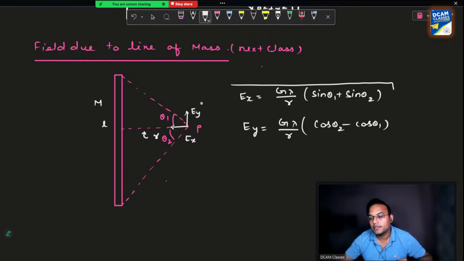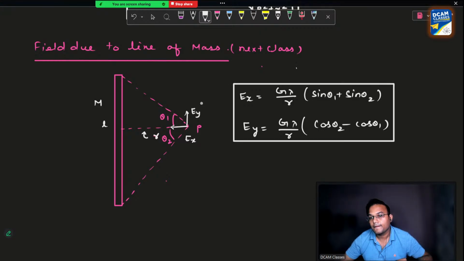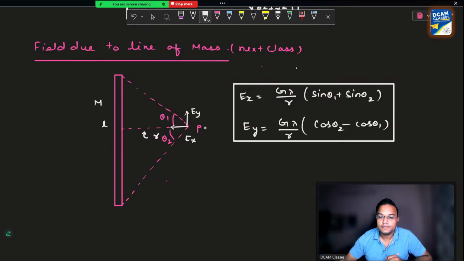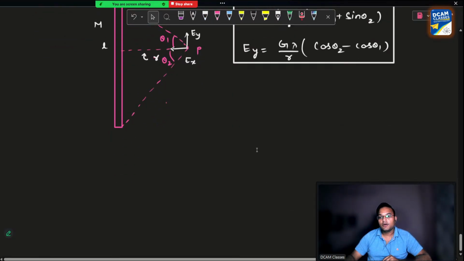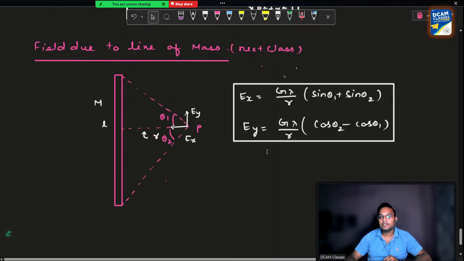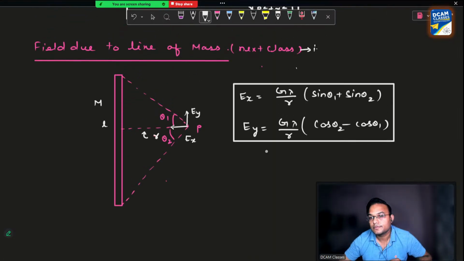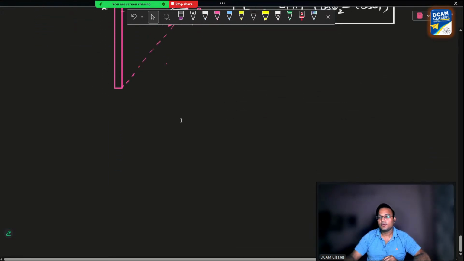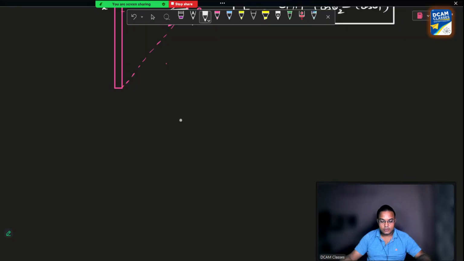Okay, Diva and Kanishka. Okay, sir. These are the two results for the field due to this line mass. Now let me move on to the acceleration due to gravity. The integration part we'll do in the next class. See, it's not that I don't want to do it. I'm pausing it for the next class because I feel it will become too much for you. Special cases are also there, which we will discuss in the next class.